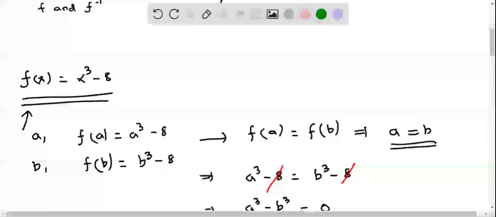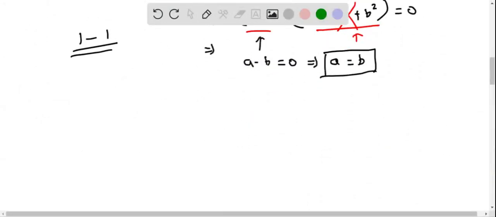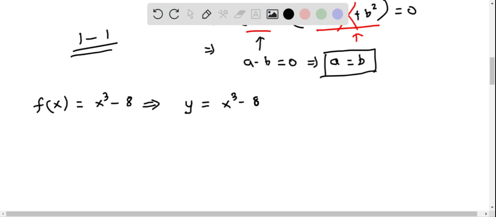So let's do that. Let me copy the function. We have f of x equal to x cubed minus 8. To find the inverse of a function, we follow a method. First, we replace f of x by y. So this becomes y equals x cubed minus 8. In the next step, we interchange x and y. So this becomes x equals y cubed minus 8.